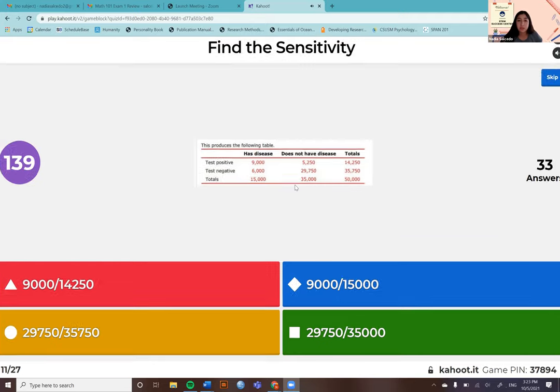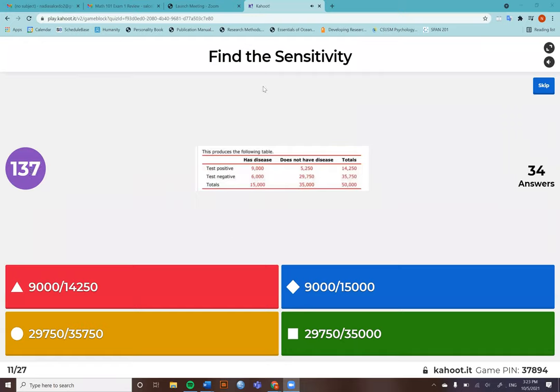Yes, I'll show the question. Wait, what's this question asking? Find the sensitivity. Sorry, I had to zoom in for the graph.